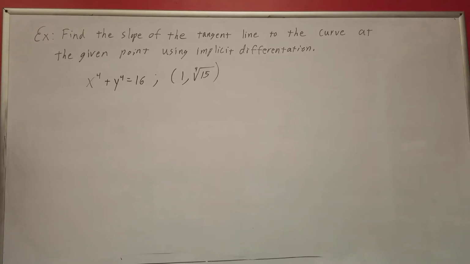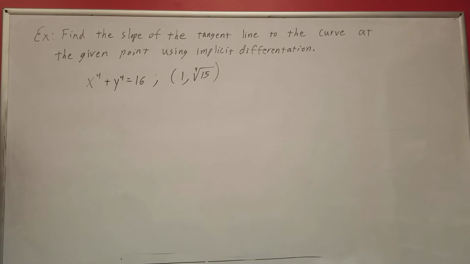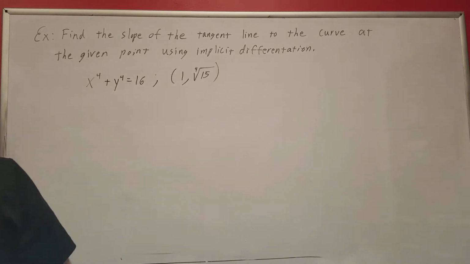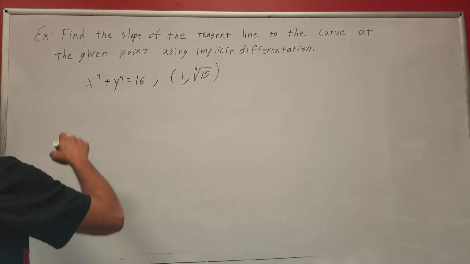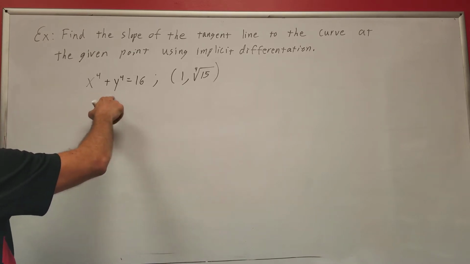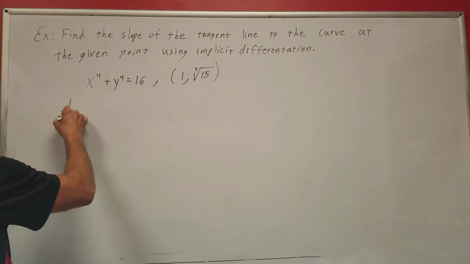In this example, find the slope of the tangent line to the curve at the given point using implicit differentiation. All right, find the what? The slope of the tangent line, right? So I'm looking for the slope of the tangent line, so I'm looking for the derivative basically, okay? So let's find the derivative with respect to x of this equation.